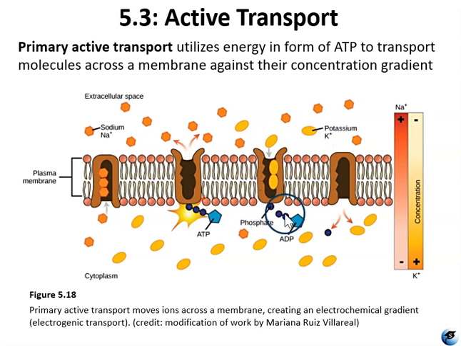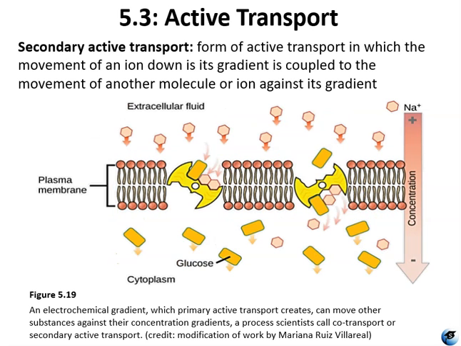A phosphate detaches from the ATP, which makes the protein change shape again, and the potassium ions get released on this side. So that is primary active transport.